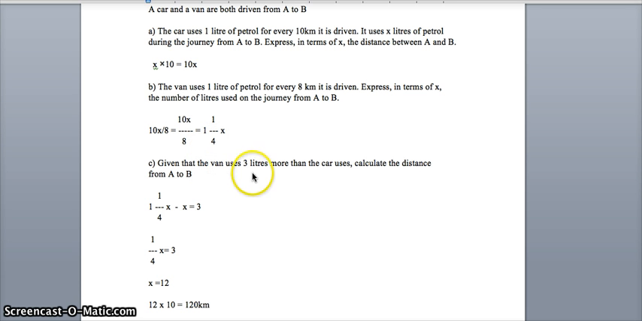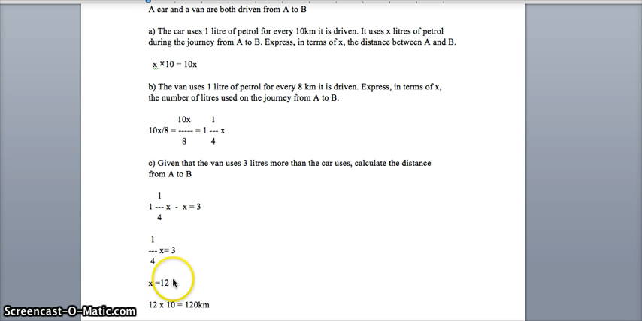Given that the van uses 3 liters more than the car uses, calculate the distance from A to B. Now that we know the difference in petrol between the car and the van is 3 liters, we can subtract 1 and 1/4 x and x, and that will give us 1/4 x equals 3. To find x, we can multiply 3 and 4, and that will give us x equals 12.